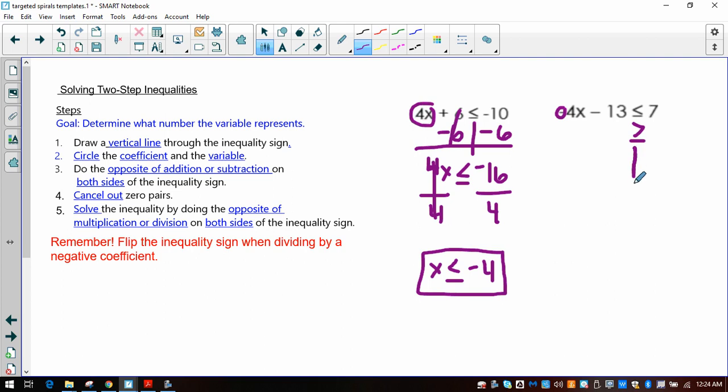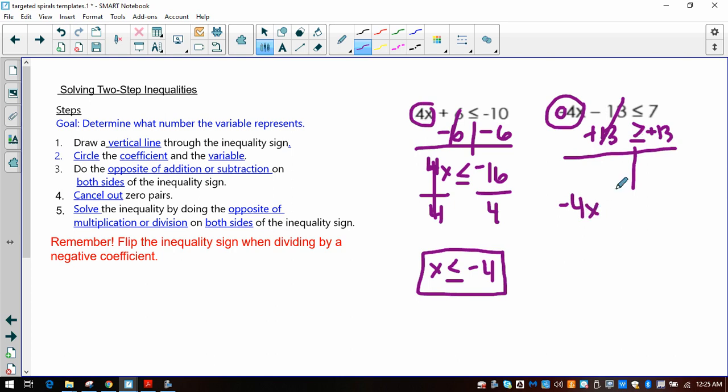I'm going to draw my line down from the equal sign, circle my coefficient and variable. The opposite of a negative 13 is a positive 13, and we want to do that on both sides of our inequality. So plus 13 here. Okay, we cancel out 0 pairs, so a negative 13 and a positive 13 equals 0, so that cancels out. Bring down your negative 4x.